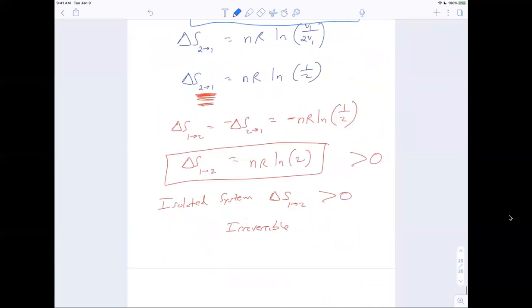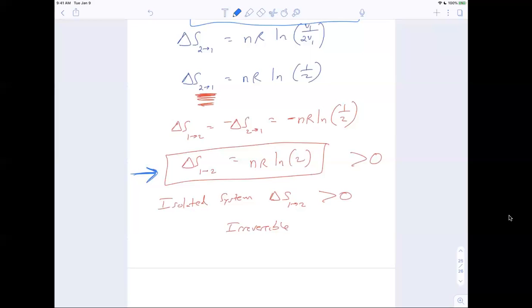Okay, so for this isolated system, we saw that the entropy does increase. It's greater than 0 because log 2 is greater than 0. N is the number of moles, R is the universal gas constant. Everything is positive, and so delta S is greater than 0, as one would expect. Okay, so that's great and all.